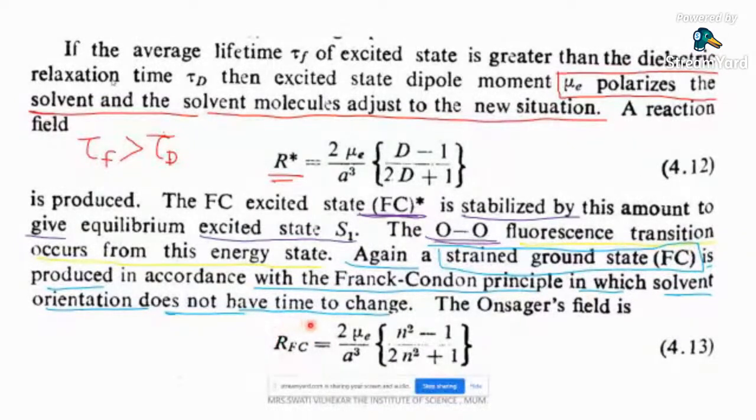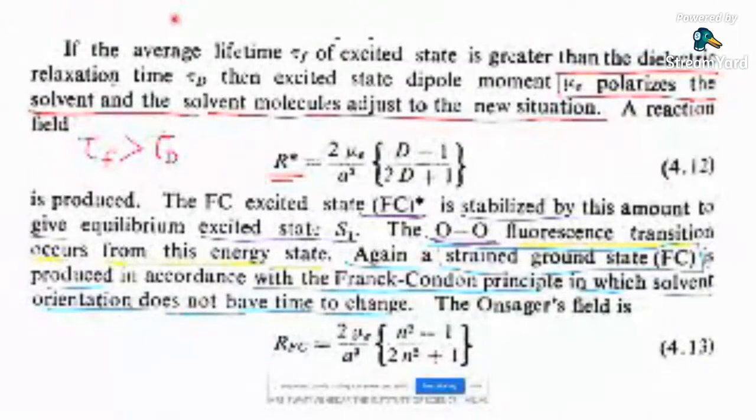And in this case, as the solvent orientation does not have time to change, the reaction field in the Franck-Condon state will be equal to 2 mu E upon a cubed, in brackets n squared minus 1 divided by 2 n squared plus 1. So this will be the Onsager field. What have you seen here? If tau F is greater than tau D, then mu E will polarize the solvent, and as the solvent gets polarized, it will adjust to the new situation, and in that case the reaction field will be given by this equation.